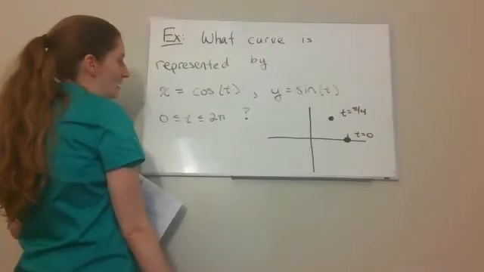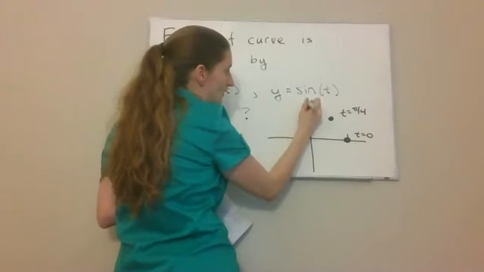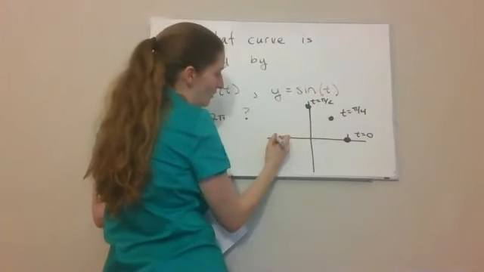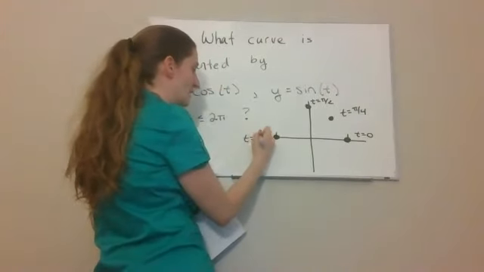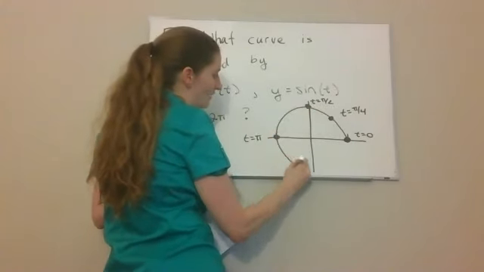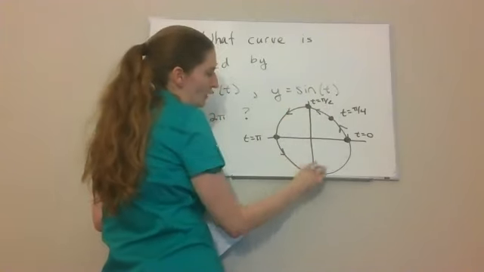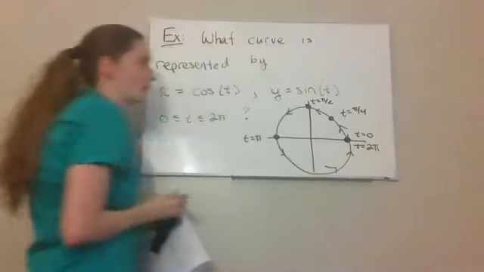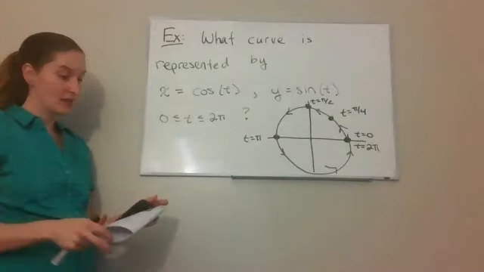When I plug in pi over 2, I'm going to get 0 and 1. And it's going to continue along in this manner. So over here at this point will get me my t equals pi. And we're going to get just our nice unit circle traced out. We're traveling around counterclockwise. And my t equals 2 pi gets me back where I started. So we get a unit circle going around exactly 1 time.